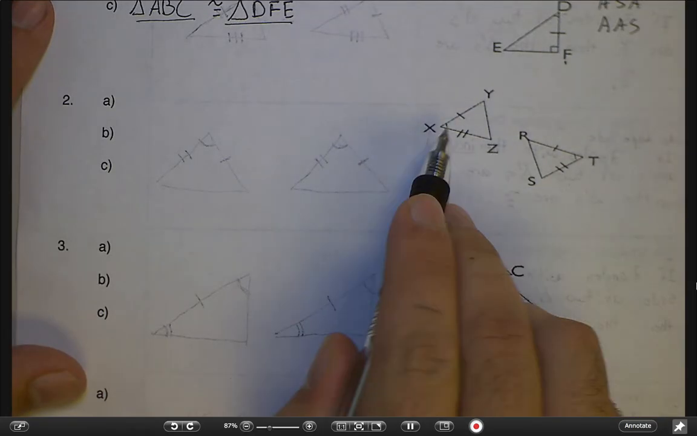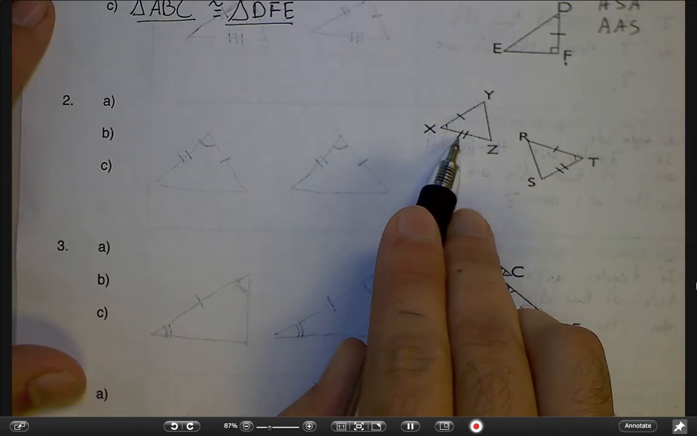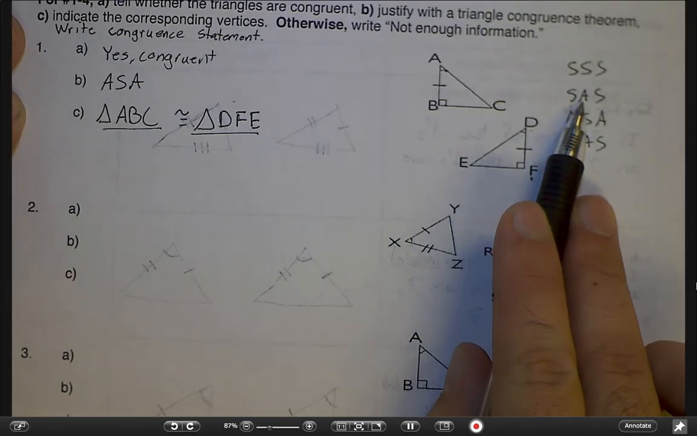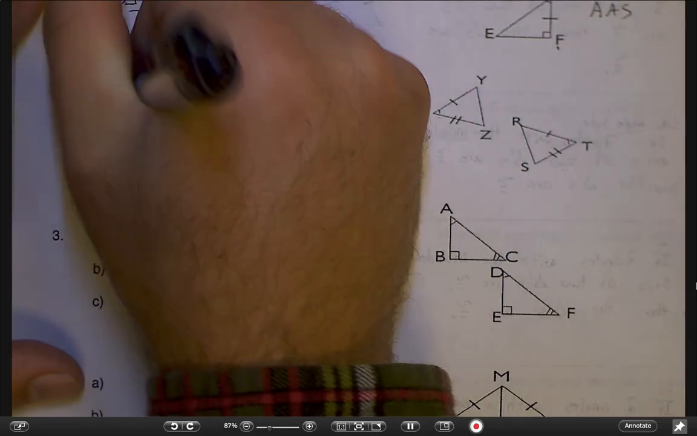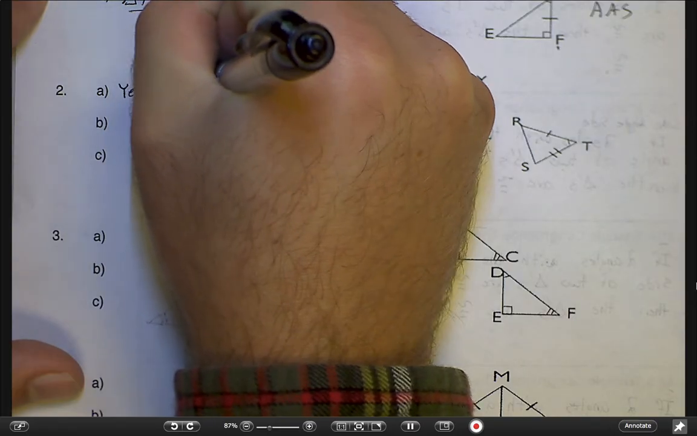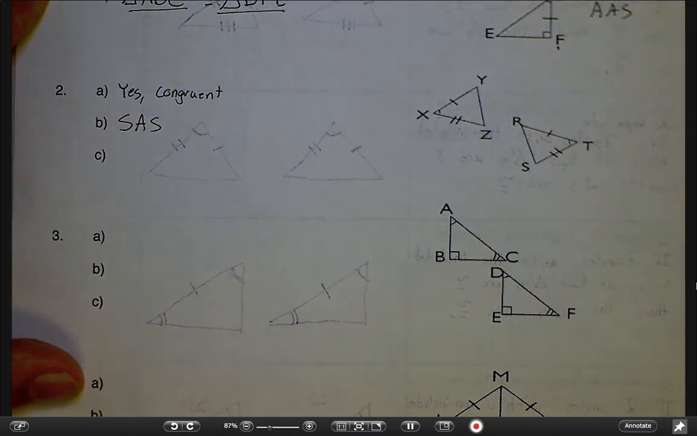Okay, and if I look here, my angle is between my two sides, so I would have a side, an angle, and a side. And if I look up here, it's off your screen a little bit, side, angle, side was one of my theorems, so I'm going to go ahead and use that one. So we're going to say that yes, these are congruent by side, angle, side. So part B is side, angle, side.